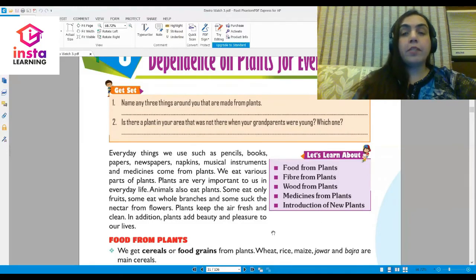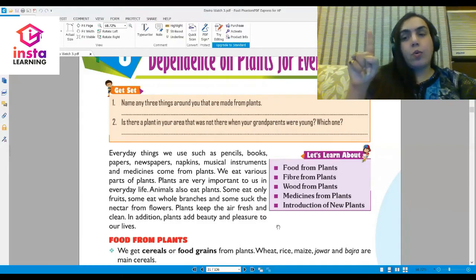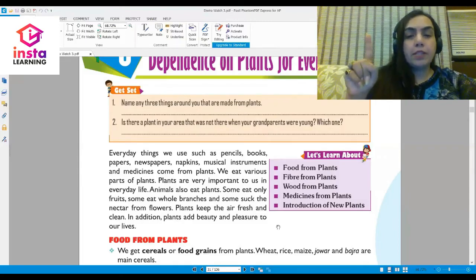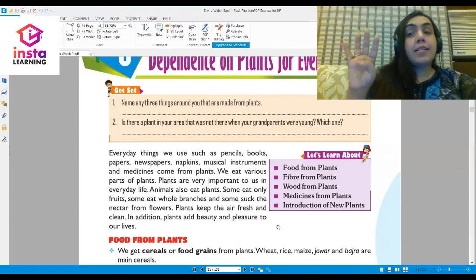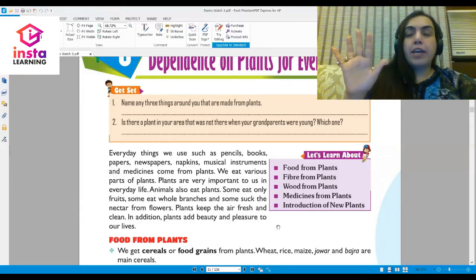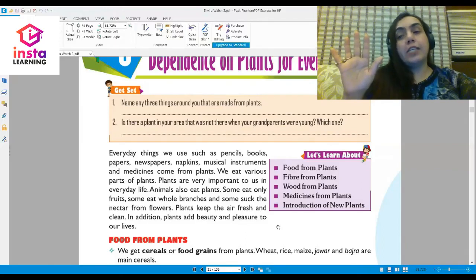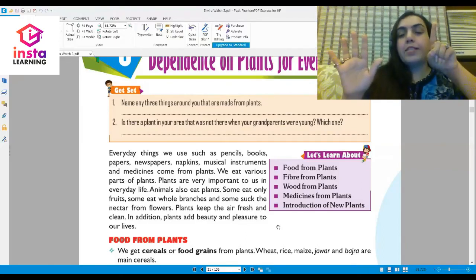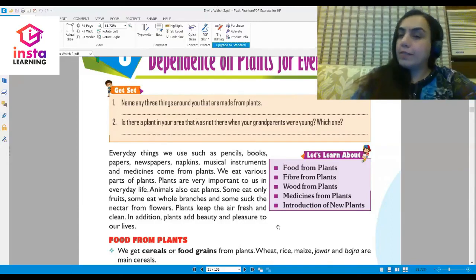So if I have to sum up this paragraph, I would like to say, one, that we use so many things that are given to us by plants. Two, that we eat different parts of a plant. Three, animals are also dependent upon plants. Four, some animals eat only fruits and whole branches, while some animals suck nectar out of the flowers. Fifth point, plants keep the air fresh and clean. And the last point, number six, that plants add beauty and pleasure to our lives.